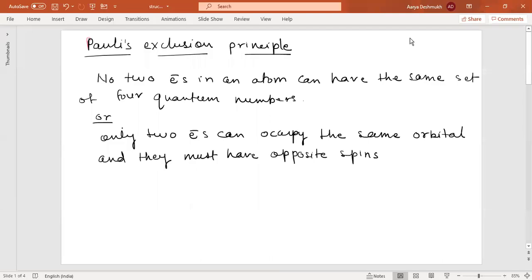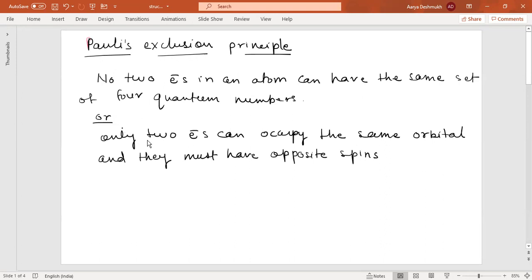Hello students, let us start with the next lecture from the structure of atom, that is Pauli's exclusion principle. This principle says that no two electrons in an atom can have the same set of four quantum numbers. We have studied the four types of quantum numbers: principal, azimuthal, magnetic and spin quantum number. Out of these four, one should be different, meaning all four quantum numbers cannot be the same for two electrons in an atom.